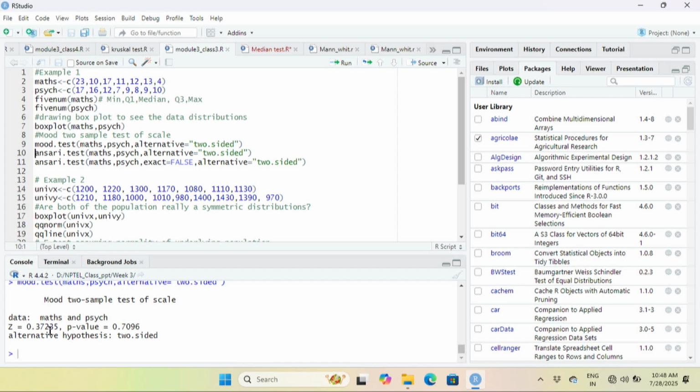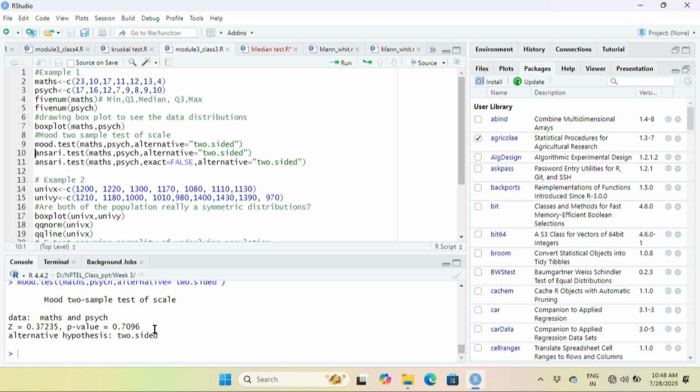Whatever I have shown you is the mood test statistic, but if you standardize it, you will have 0.3723. And look at the p-value. The p-value is 0.70, which is quite high. So you can conclude that the null hypothesis is accepted, or we fail to reject the null hypothesis.